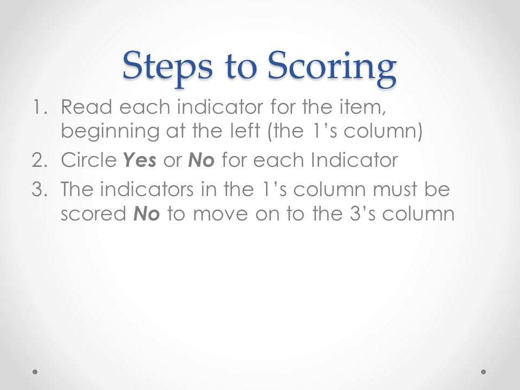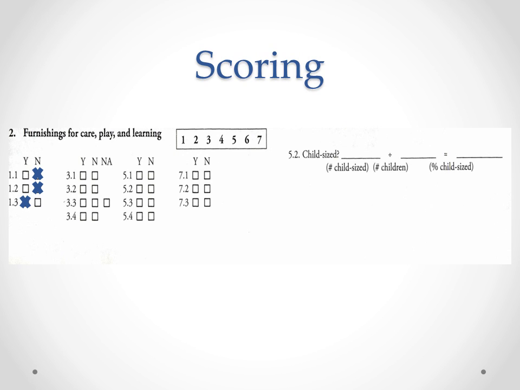When scoring the ECERS 3, always start reading from 1 inadequate and progress upward until the correct quality score is reached. Based on the indicator ratings, you will be able to circle a quality rating score. For each level of quality, there are several indicators. Indicators are numbered. We will use item 2, furnishings for care, play, and learning, to review the scoring procedures.